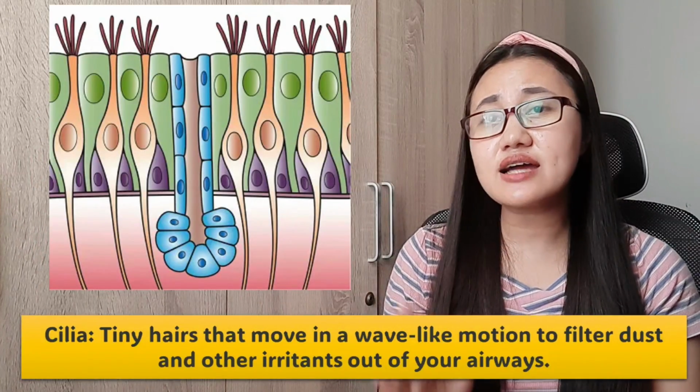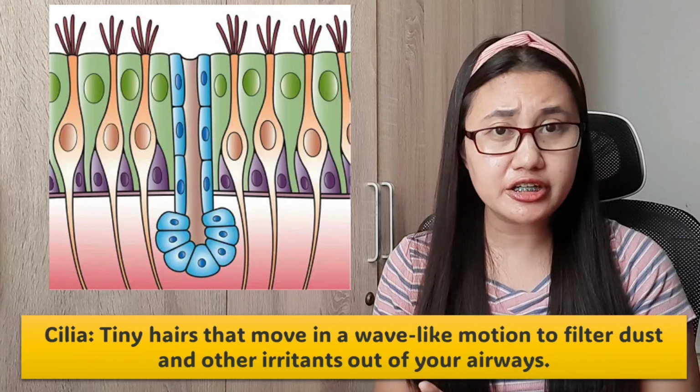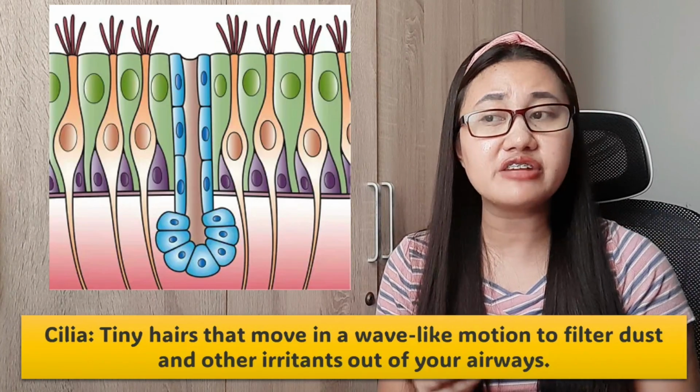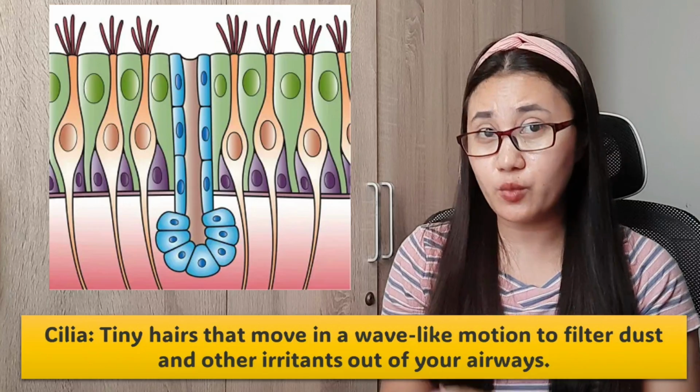So, what is the cilia? Cilia, these are tiny hair that move in wave-like motion to filter dust and other irritants out of our airways. Syempre, hindi lang naman yung mga liquid waste na kagaya ng kidney, nag-filter siya ng mga liquid waste natin, pero meron din pala sa air. So, it is the cilia. Ito yung responsible for filtering those dust.